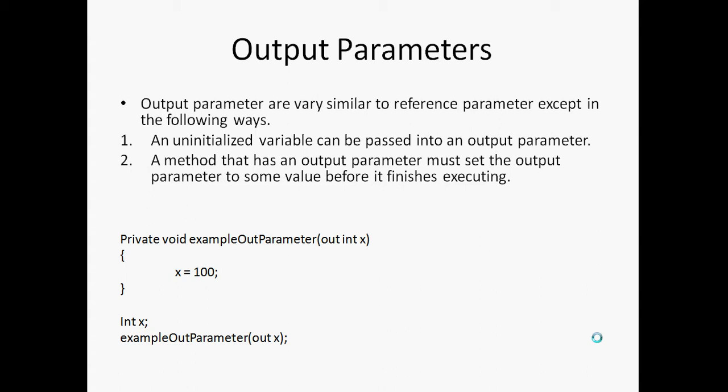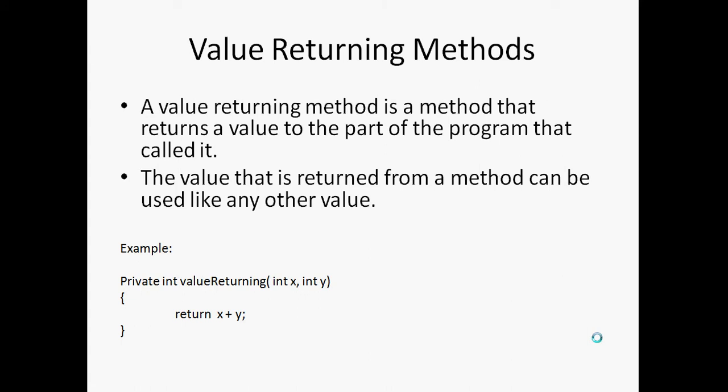So let's look at the example below. We did private void example output parameter. And instead of ref, we're going to use out int x. We're going to set our x to 100. And here we don't have to establish what x is in the beginning. We just have to declare it. So we do int x, and then it brings in a blank value, and then we establish that as 100 once the method's run.